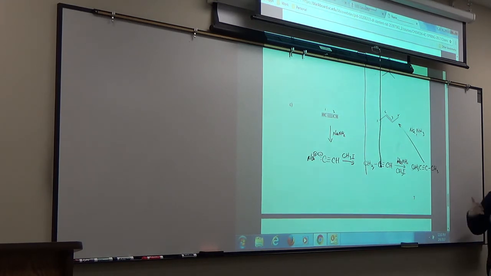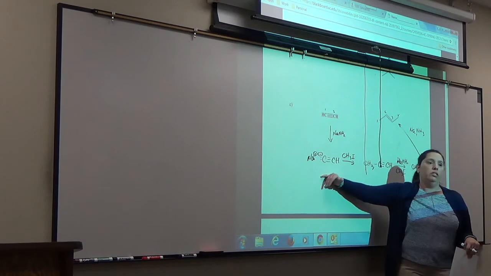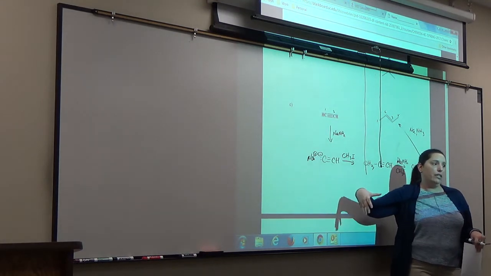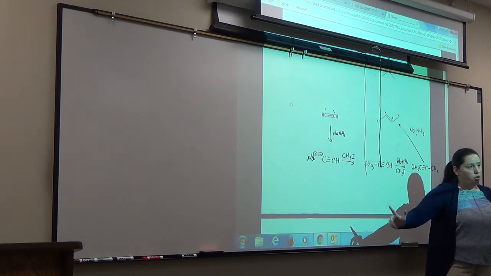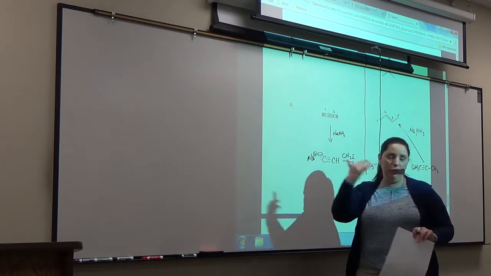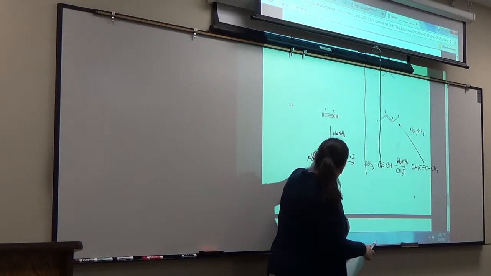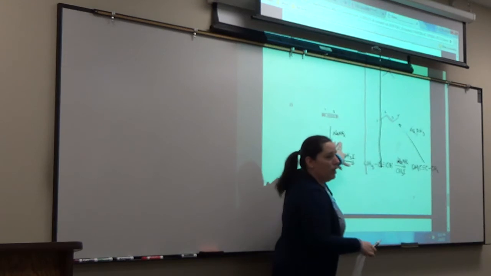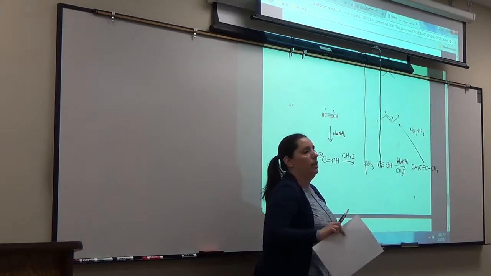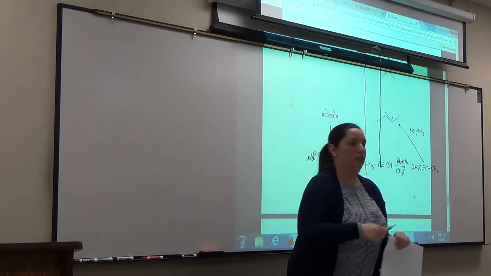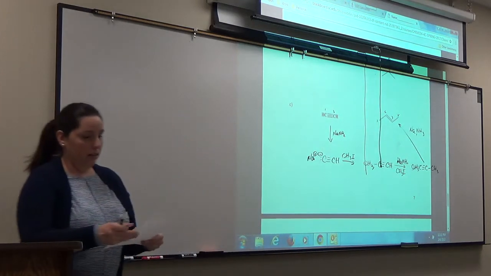So the key here is that you can't do it all in one step, right? So you identify the reaction, but since you're adding a carbon on each side, you do have to do it twice. Now you could combine this and this together the first time too. I just did it separate to kind of walk you through the question. Yeah. All right, does that make sense?